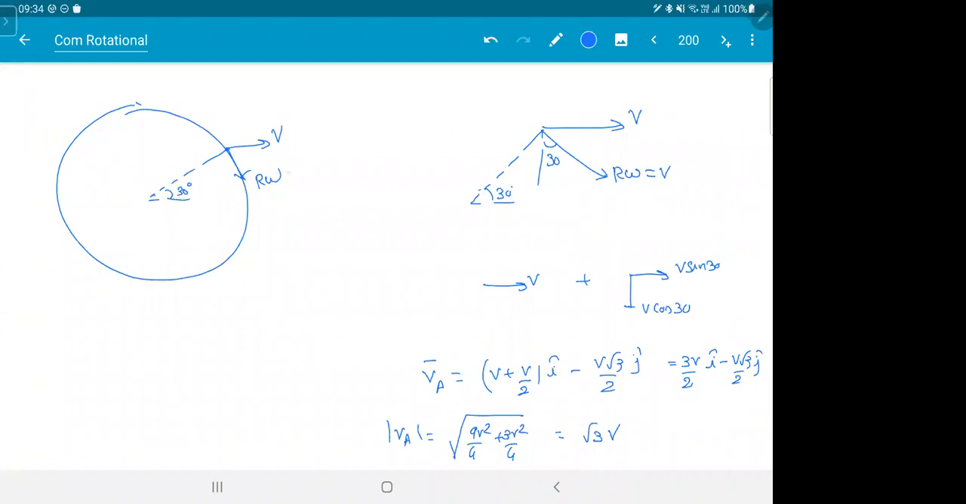How did you get r omega from V tangential? This is from circular motion. We studied this in circular motion. If a rod is rotating with omega at a distance r, the speed of the particle will be r omega. Remember? That comes from circular motion. This V is the V center of mass here. So done. After that, it is just vectors. Any doubts, please ask me.